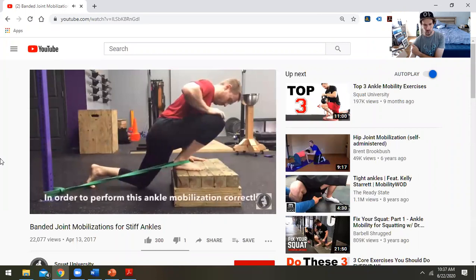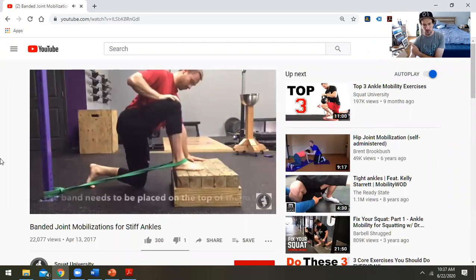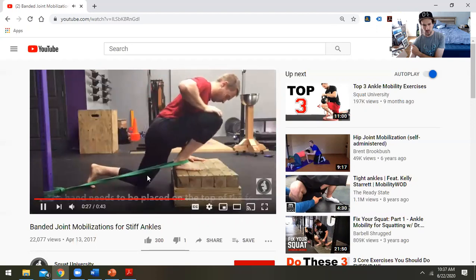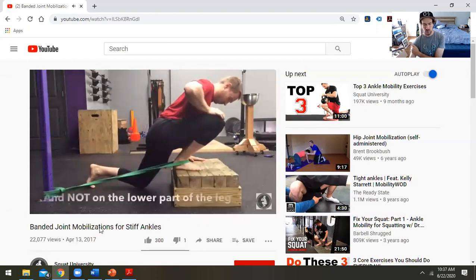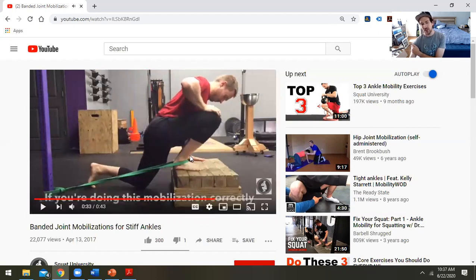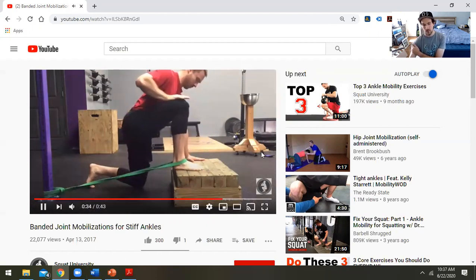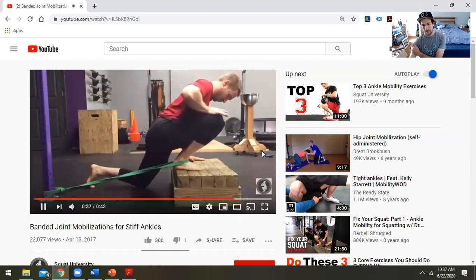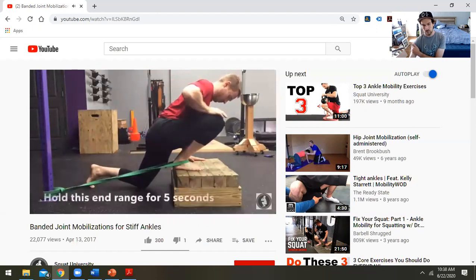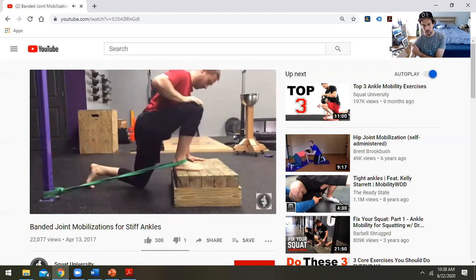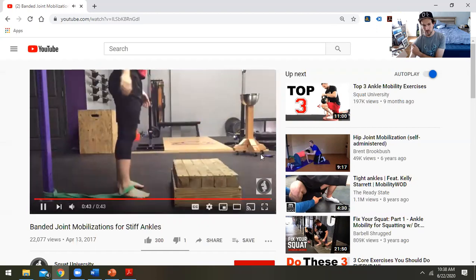In order to perform this ankle mobilization correctly, the band needs to be placed on the top of the foot or talus bone and not on the lower part of the leg. If you're doing it on your full tibia, you're pulling a huge bone. There's just not a lot of mobilization you can get there. But if you place it on your talus, it's much more effective. The band should take away that pinching or block sensation. Hold this end range for 5 seconds and perform 10 to 15 reps.